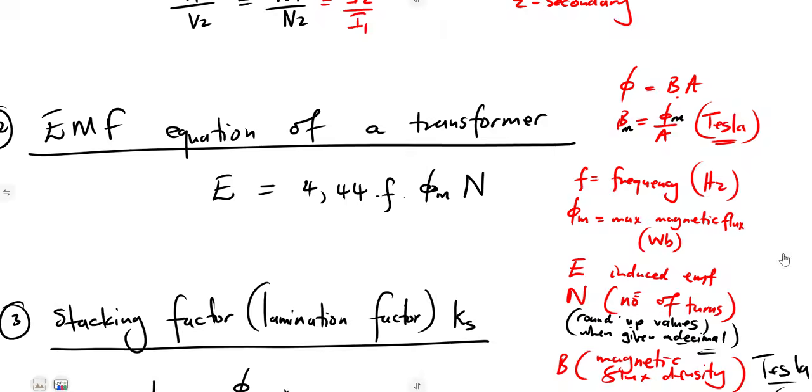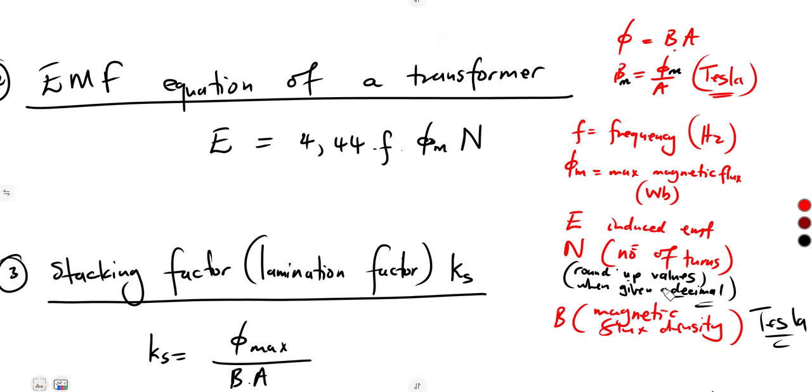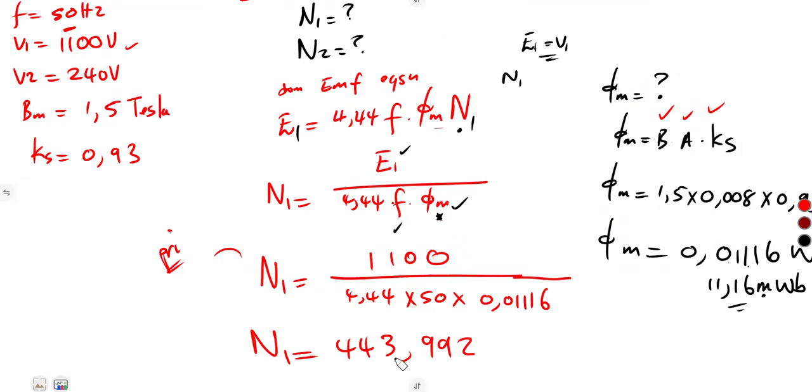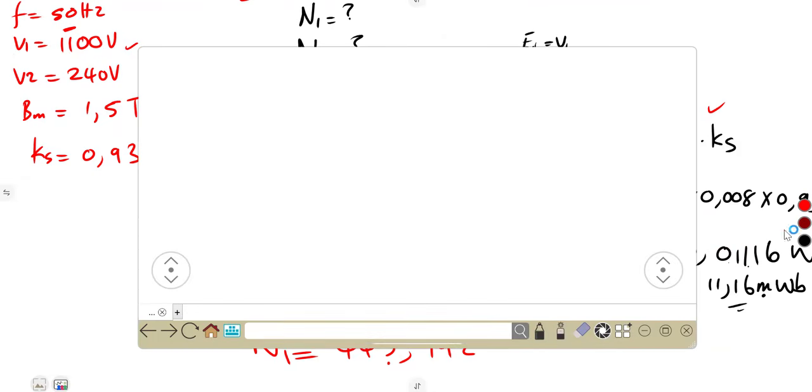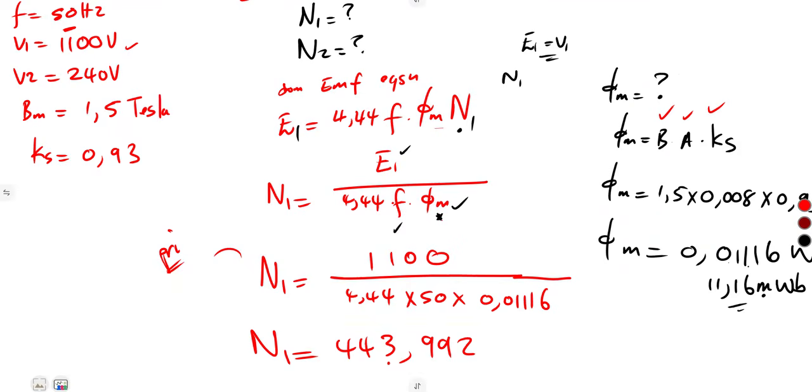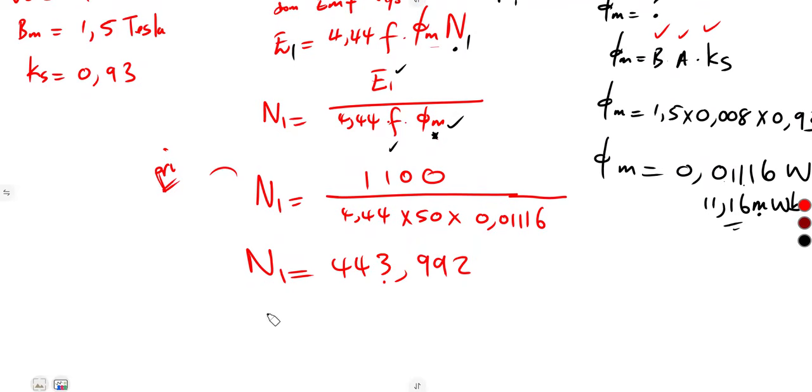Like I say, when dealing with the number of turns, you must round up your values. When given a decimal, round up to the next whole number. So to the next whole number, this will change to 444. We're simply going to round up. So it approximates to 444 turns. All right, so that was the idea.